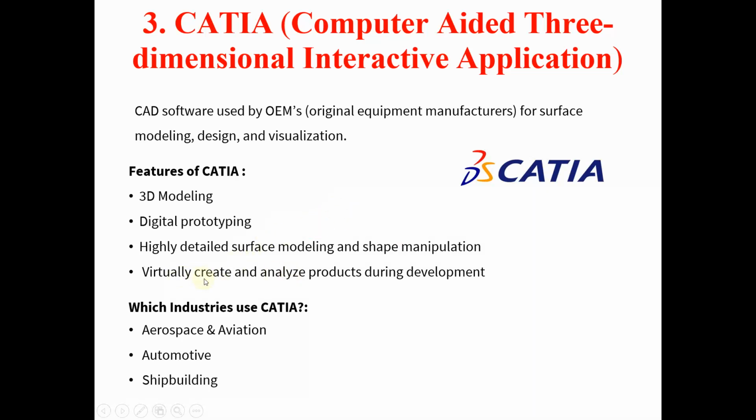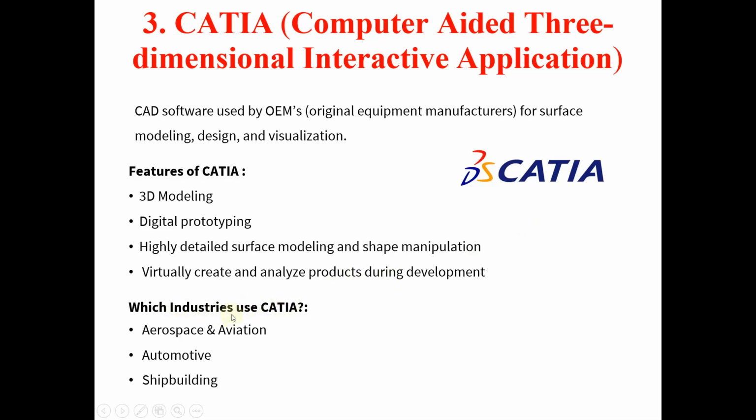And you can create and analyze products. So modeling and analysis is also possible in CATIA. Not just CATIA, SolidWorks also can do some amount of modeling, and some amount of analysis can be done in SolidWorks also. So most of the 3D modeling softwares which are used nowadays, they can do some amount of analysis also.